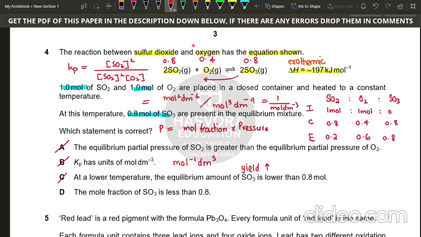And then the D part: the mole fraction of SO3 is less than 0.8. Let's check the mole fraction. The mole fraction for SO3 will be the moles of SO3, which is 0.8, divided by total moles, which is 1.6. So 0.8 over 1.6 will be how much? It will be 1 by 2, or you can just say 0.5. So now it is correct. It is less than 0.8, which is 0.5. So our answer will be part D.